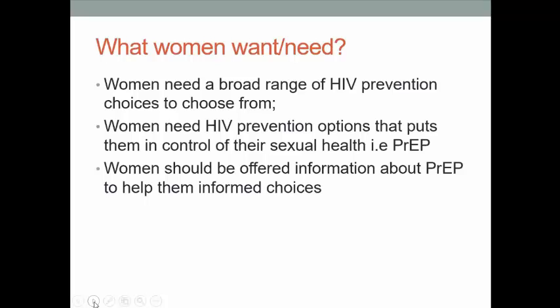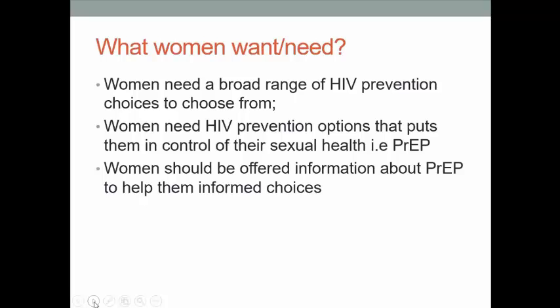Yeah, so what is it that women need? I think, considering all the factors that I've highlighted above, what we are saying is that women need a broad range of HIV prevention choices to choose from. No one size fits all. As a woman, I would want to be given a broad range of HIV prevention services.